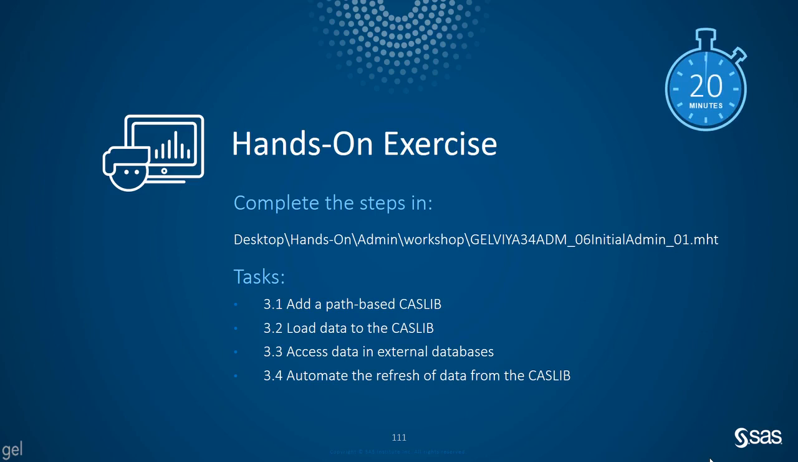So the next hands-on, we're still in the same document. We're going to do 3.1 through 3.4. What we'll do is we'll add a path-based CAS lib. I think we add 2 of them actually. We'll load data to the CAS lib, so that will be loading data from the source of the CAS lib into memory. Then we'll define a database-based CAS lib to a Postgres database. And then finally, you're going to create a job that will refresh the data from the CAS lib on a periodic basis.